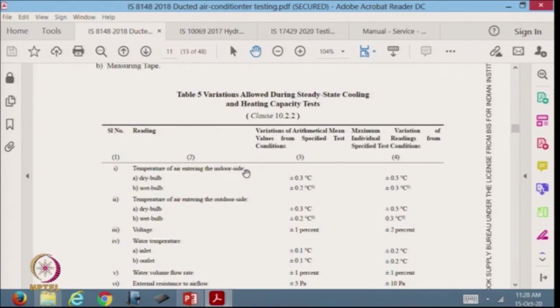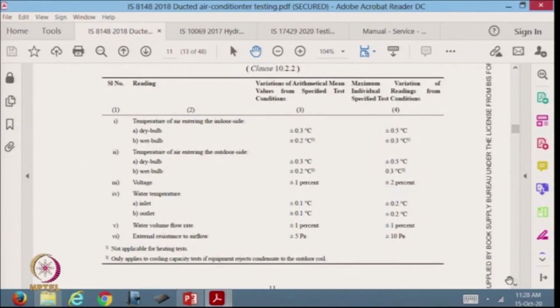So, temperature of air entering the indoor side, the dry bulb temperature must be within plus minus 0.3 degrees Celsius. Wet bulb plus minus 0.2 degrees Celsius. Voltage plus minus 1%, and there is another maximum variation given here, which for a short period could be tolerated. Water temperature should be within plus minus 0.1 degrees Celsius. Outlet water temperature should be measured within plus minus 0.1 degrees Celsius. Water volume flow rate plus minus 1%, and external resistance to airflow plus minus 5 Pascal.